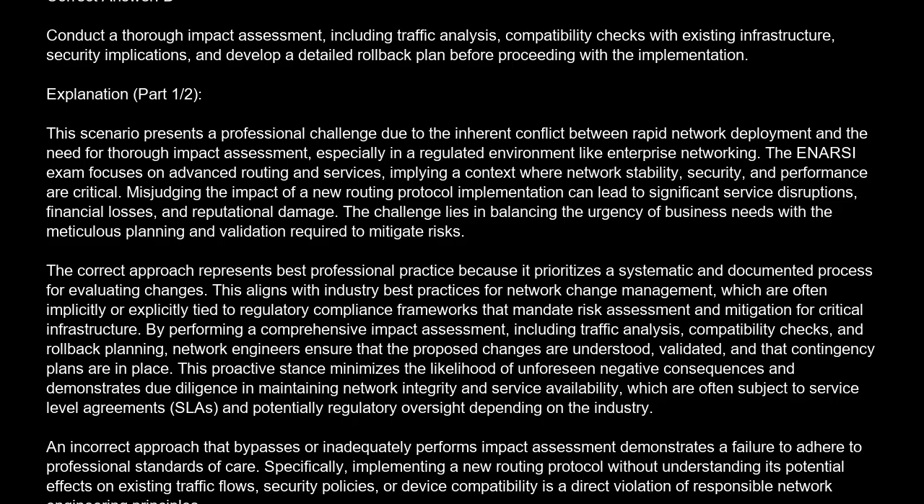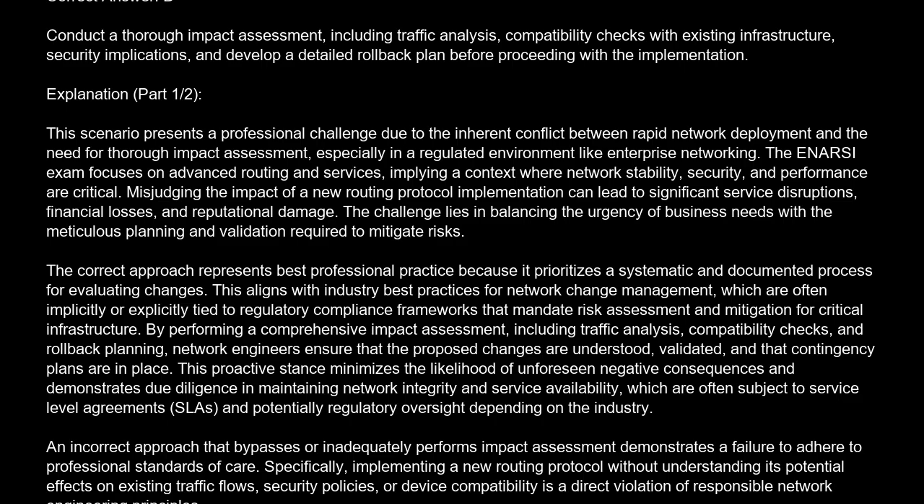Explanation. This scenario presents a professional challenge due to the inherent conflict between rapid network deployment and the need for thorough impact assessment, especially in a regulated environment like enterprise networking. The ENARSI exam focuses on advanced routing and services, implying a context where network stability, security, and performance are critical. Misjudging the impact of a new routing protocol implementation can lead to significant service disruptions, financial losses, and reputational damage. The challenge lies in balancing the urgency of business needs with the meticulous planning and validation required to mitigate risks.